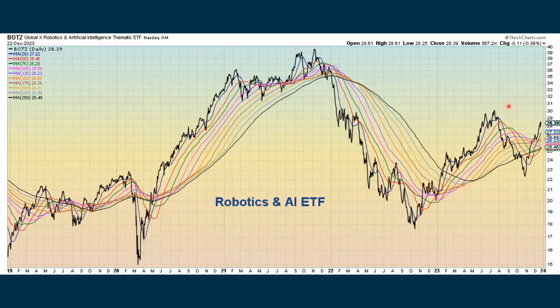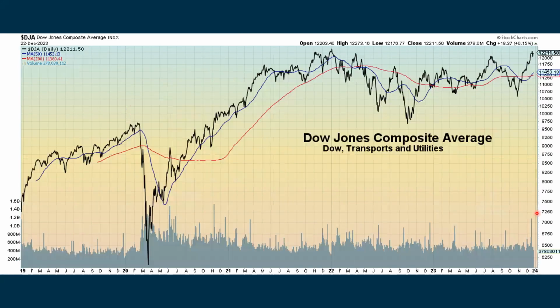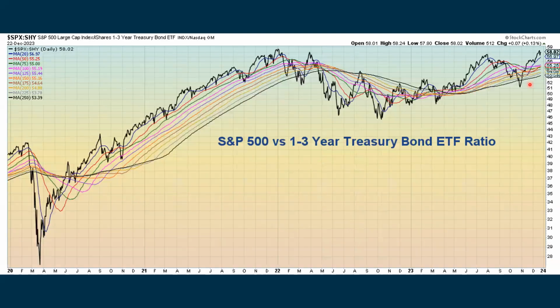This is the robotics and AI ETF, which is showing some improvement. It had really been seeing some weakness earlier in the year. This is the ratio between the robotics and AI ETF and the tech sector, where it is starting to outperform a little bit, but has a ways to go to really start outperforming. Then we look at the Dow Jones Composite Average, which is the Dow, the transports, and the utilities all taken together. This is seeing the resumption of a new uptrend here, and that's positive.